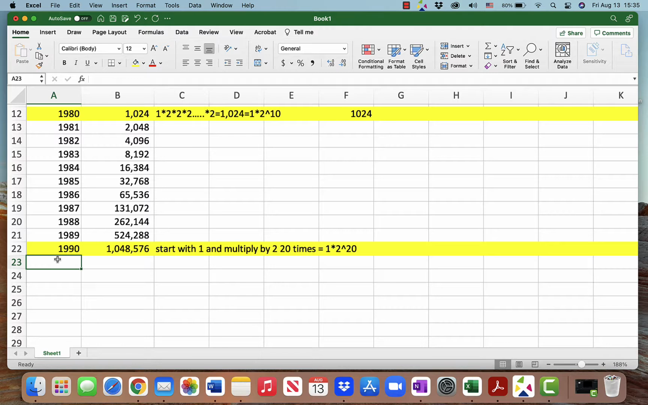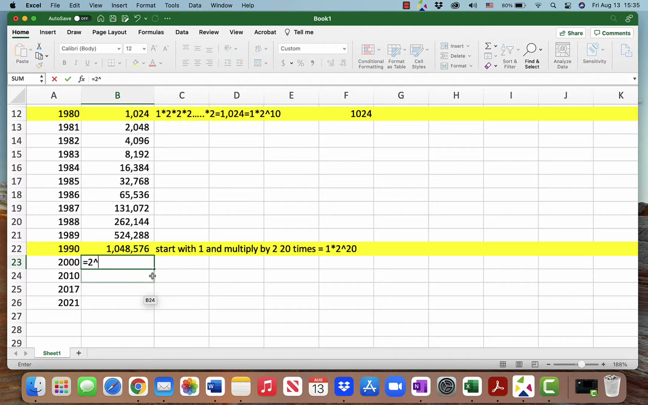Alright, so I'm going to use Excel to fill out the rest, but I'm not going to actually use all the years in between. I'm going to put year 2000, and then 2010, 2017, and because it's the year 2021, I'll also put 2021, and we're going to use that same idea. Instead of multiplying by 2, 2, 2, 2, we're going to use exponents. So here we have 2 to the power of 30. That's 30 years.